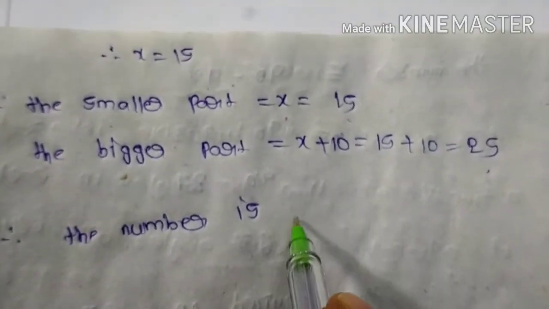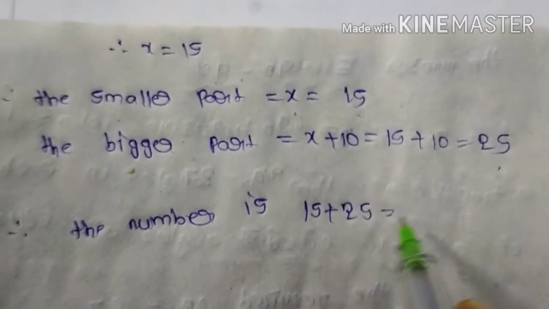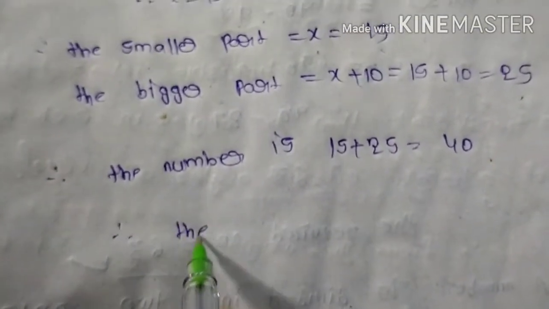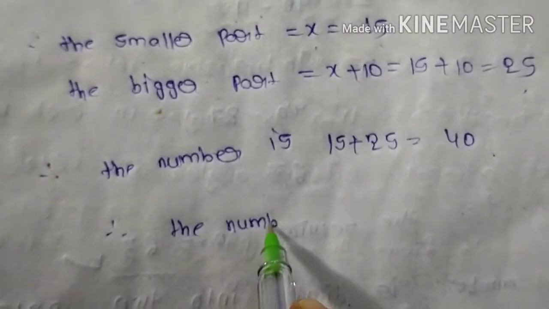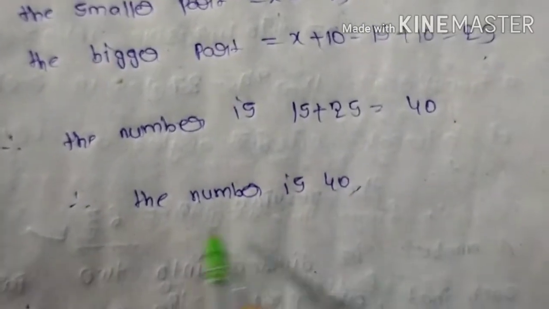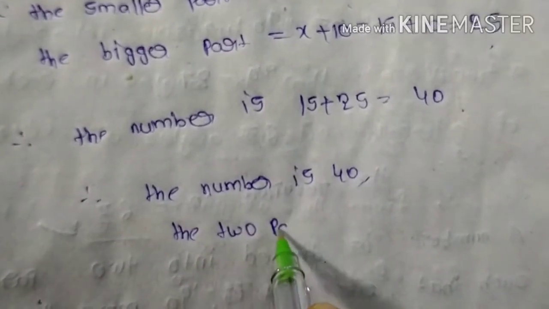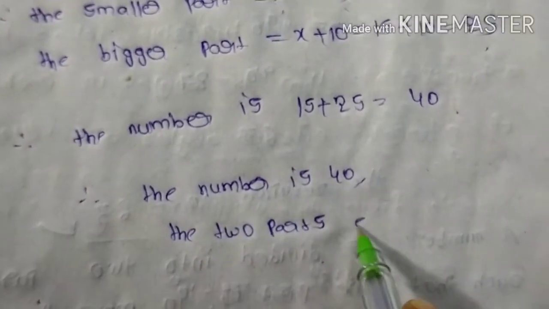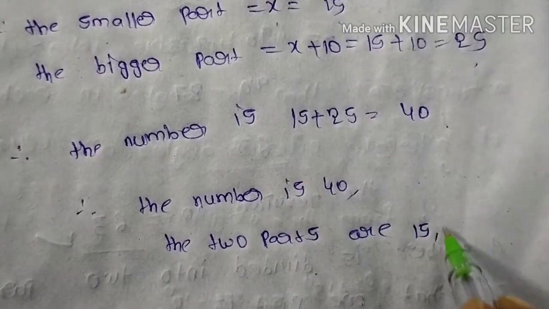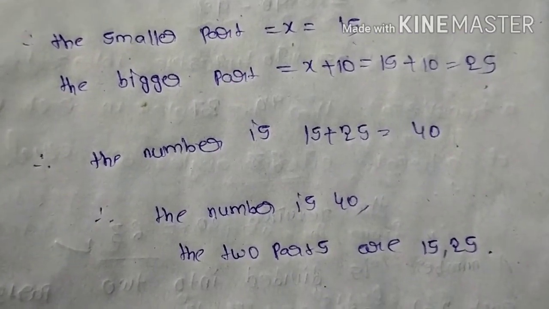The number is just you can add here 15 plus 25. It is how much? 15 plus 25 is 40. Therefore, you can write here the number. The number is 40. The two parts, you can take here 15 and 25. 15 comma 25. This is your solution.